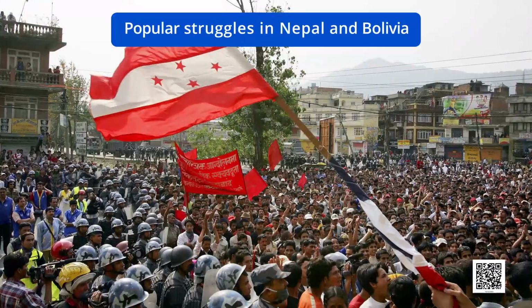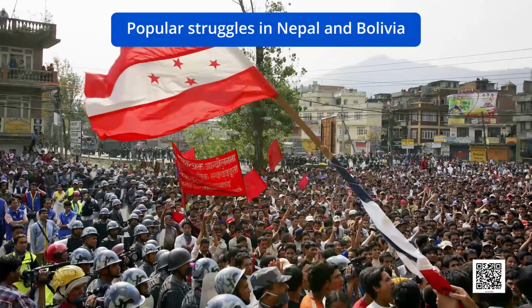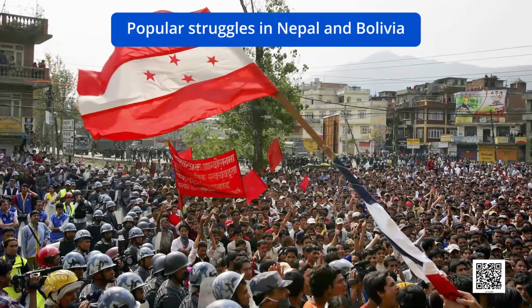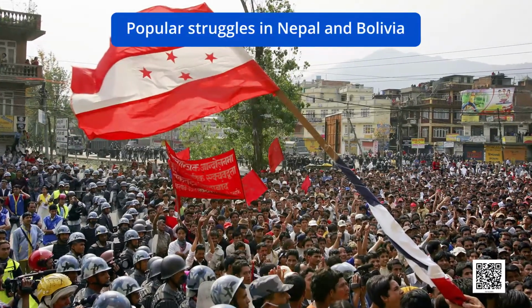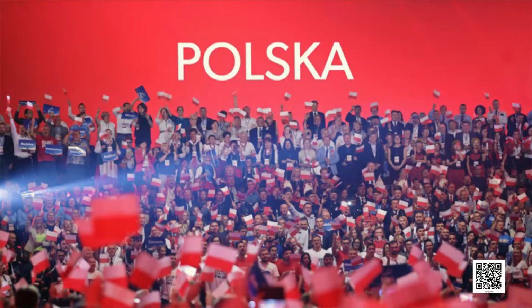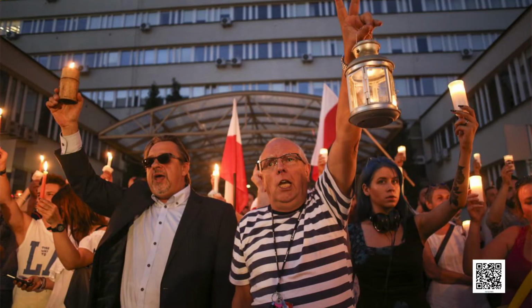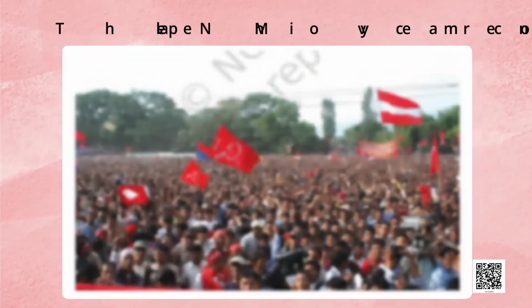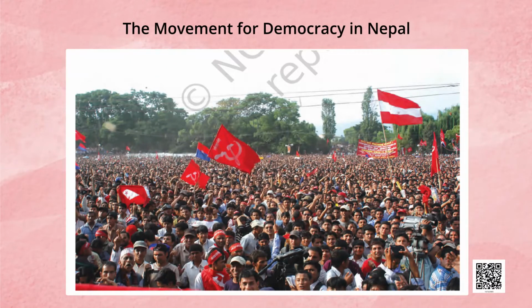Let's first take up popular struggles in Nepal and Bolivia. In chapter 1 of class 9 political science, you studied the story of the triumph of democracy in Poland. The story reminds us of the role of people in making Poland a democratic country. Here are two more stories through which we will get to know how power is exercised in a democracy. First of all, let's take up the movement for democracy in Nepal.